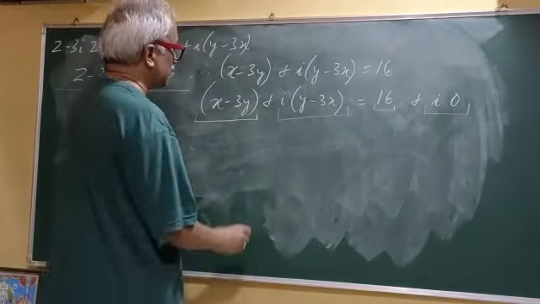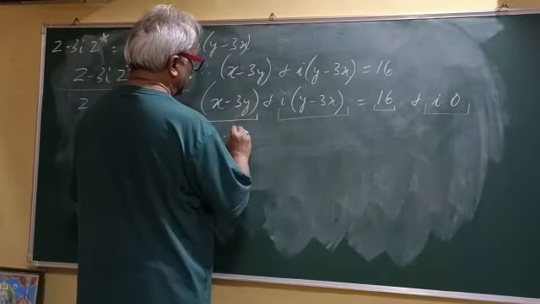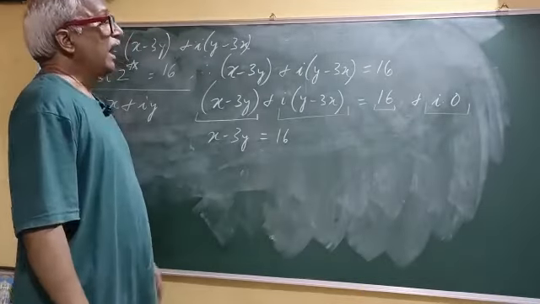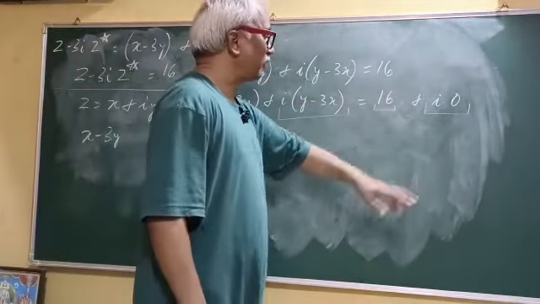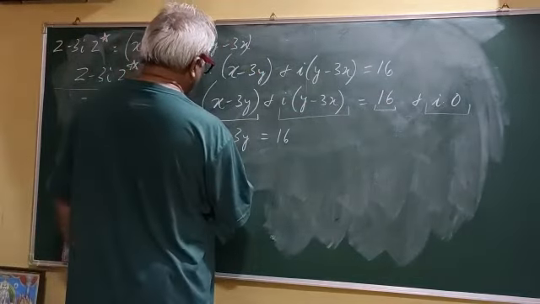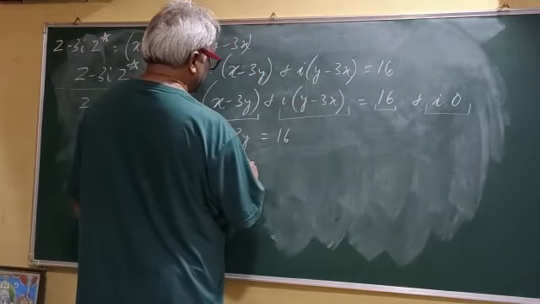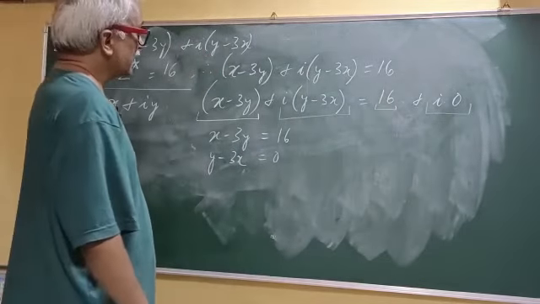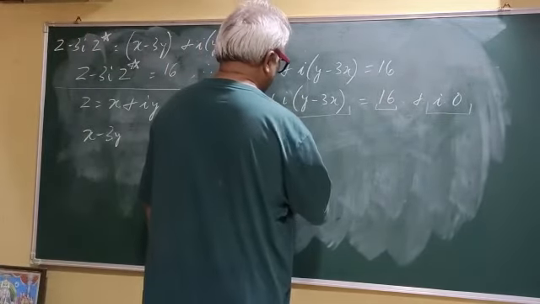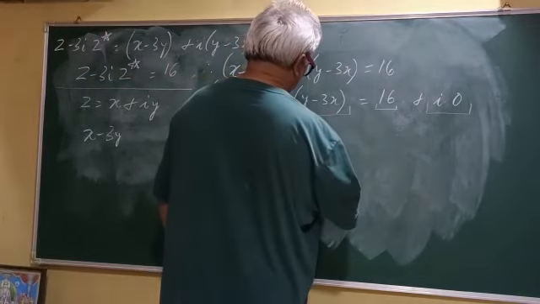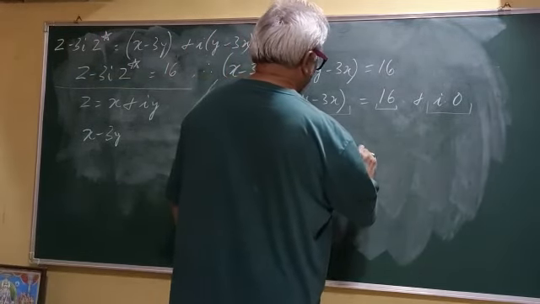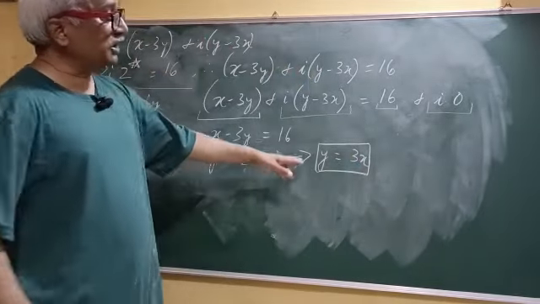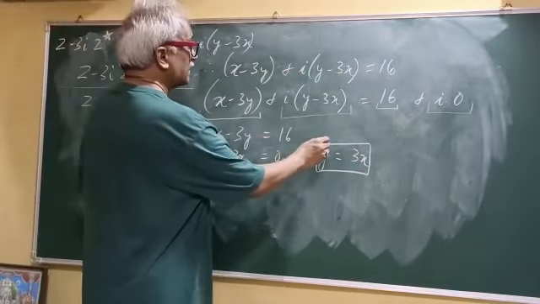So the real part gives x minus 3y equals 16, and y minus 3x equals 0. This means y equals 3x. Now I will substitute y equal to 3x in the other equation.